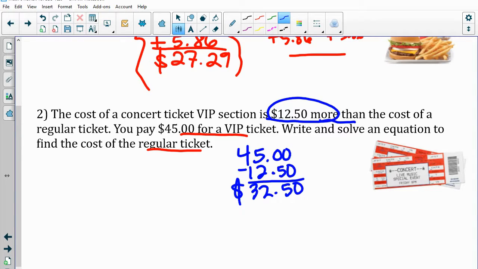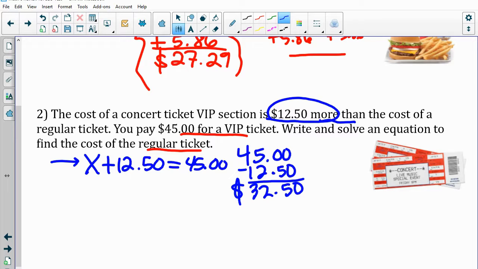So if you wanted to write an equation, you could use that "more than." You could say the VIP ticket is $12.50 more than the regular, and this would be your regular, and the VIP ticket is $45. So either way, you're going to subtract the $12.50 to get it. So most of these, you can kind of just think about what's happening and know what you're going to need to do with those values to get what they're after.